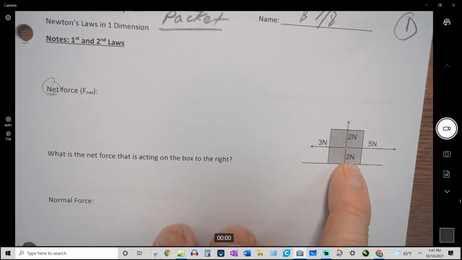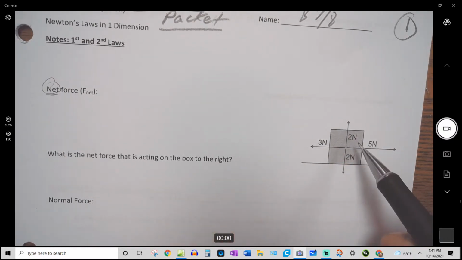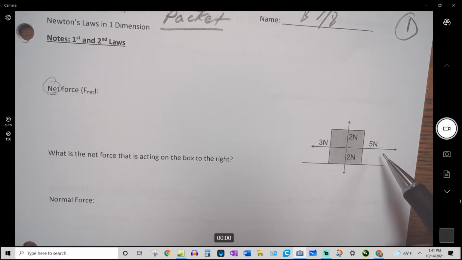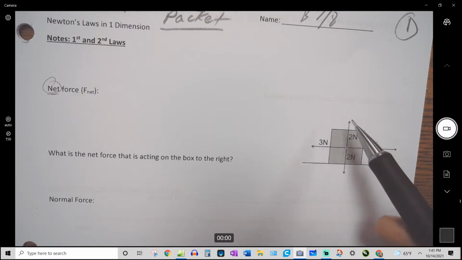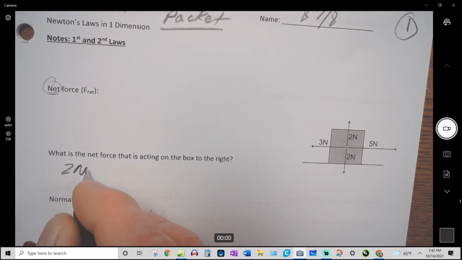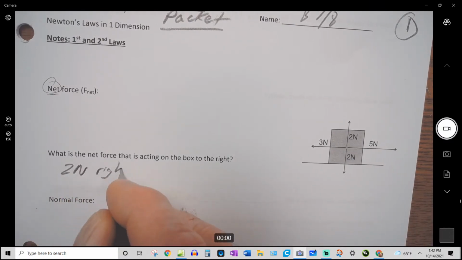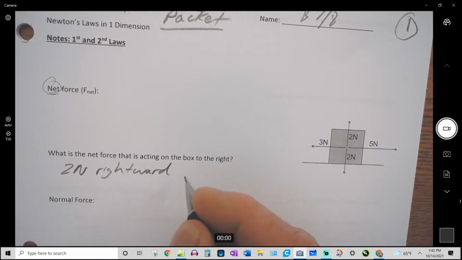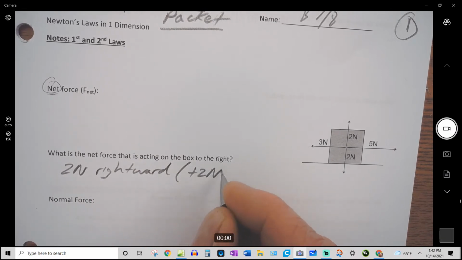So if I want to find the net force on this block, I don't just add up 2 plus 2 plus 5 plus 3. I account for all the directions. So does anybody know what the net force acting on this block would be? It's a vector, so we need to give direction and magnitude. Ben Hood? 2 newtons to the right. We'll go ahead and write that. 2 newtons rightward, or plus 2 newtons. That'd be another way to write it numerically.